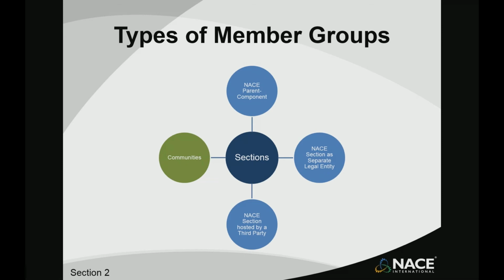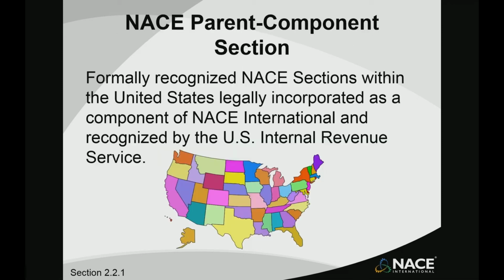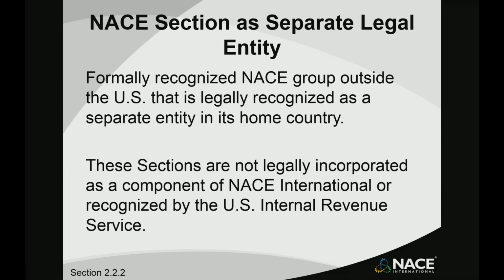There are 4 types of member groups, and we'll discuss each of these as we go here. As far as the sections, there's the NACE section as a separate legal entity, NACE parent component section, NACE section hosted by a third party, and communities. The NACE parent component section is formally recognized NACE sections within the United States, which are legally incorporated as a component of NACE International and recognized by the United States Internal Revenue Service. These are US-based only.